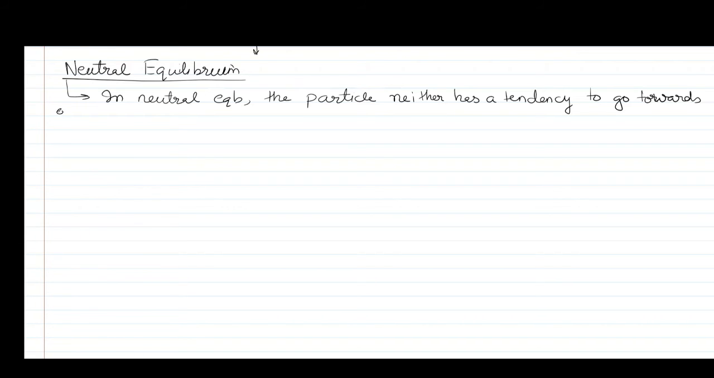In neutral equilibrium, the particle neither has a tendency to go towards or away from the equilibrium position.